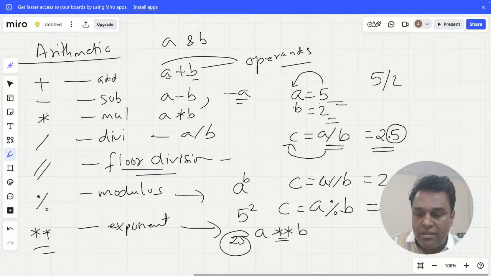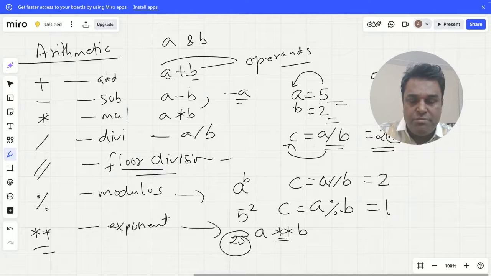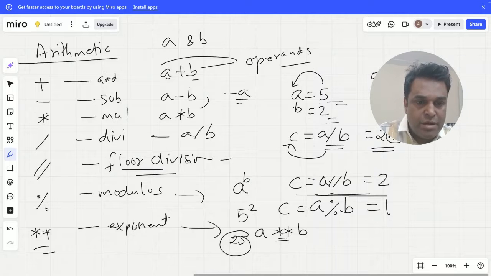So these are the operators. Okay, maybe it's not visible. Just a minute. Now it's visible. Maybe it was because of my video. I hope this is clear to you. So a double slash b is floor division, a percentage is the mod operator, and everything is clear. So these are the arithmetic operators.